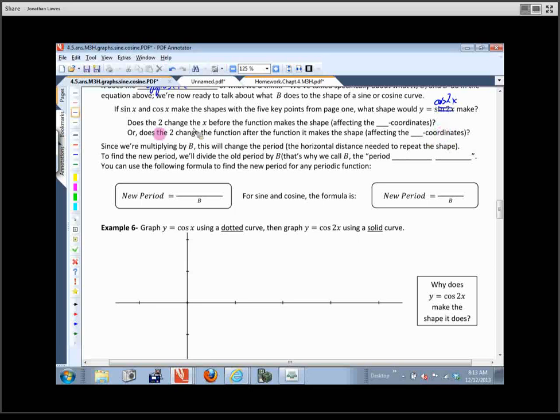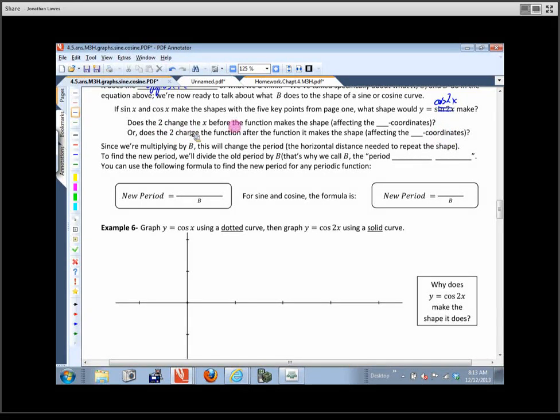So you'll notice that the 2 changes the x before the function makes the shape. If we change the x before we make the shape, then we're going to change the x coordinate. If we were to change it after, which is not what this does, then we change the y coordinate. So it changes before the function makes the shape, changes the x coordinate, changes after, change the y coordinate.